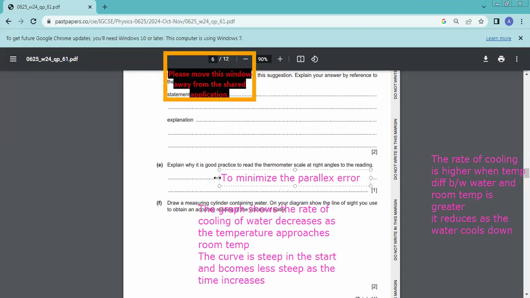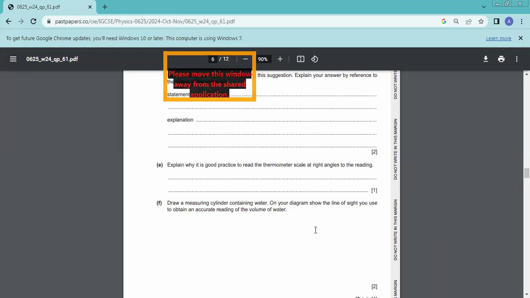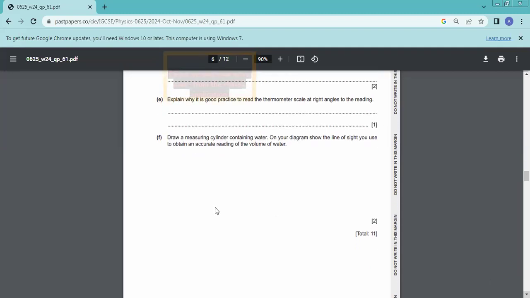Okay. Now, they say to draw a measuring cylinder containing water, and on your diagram show the line of sight you use to obtain an accurate reading of the volume of the water. Okay. Now we are going to draw a cylinder.